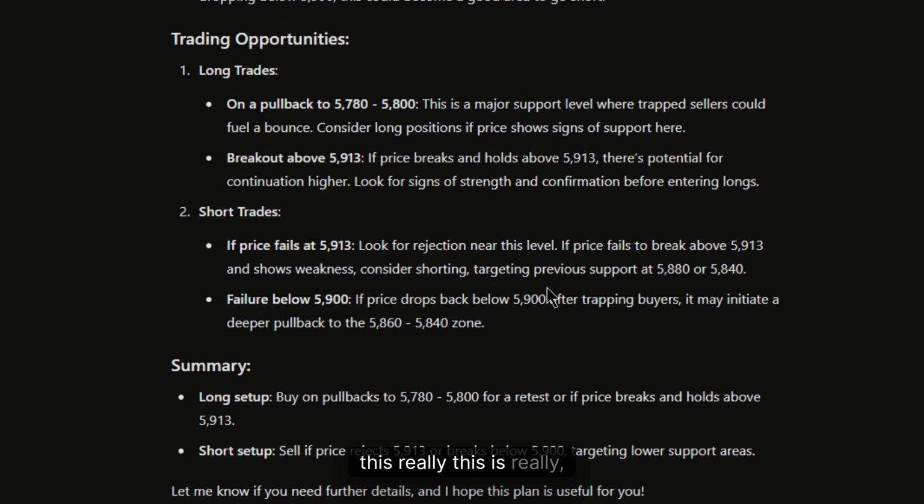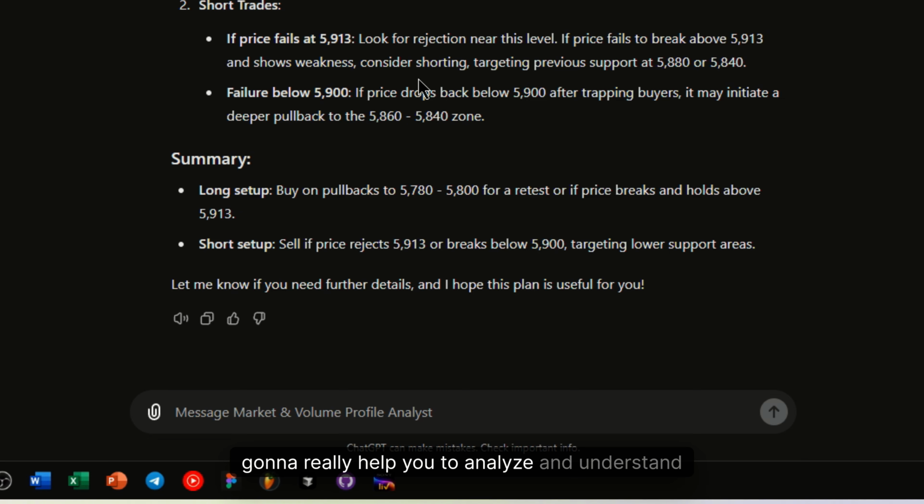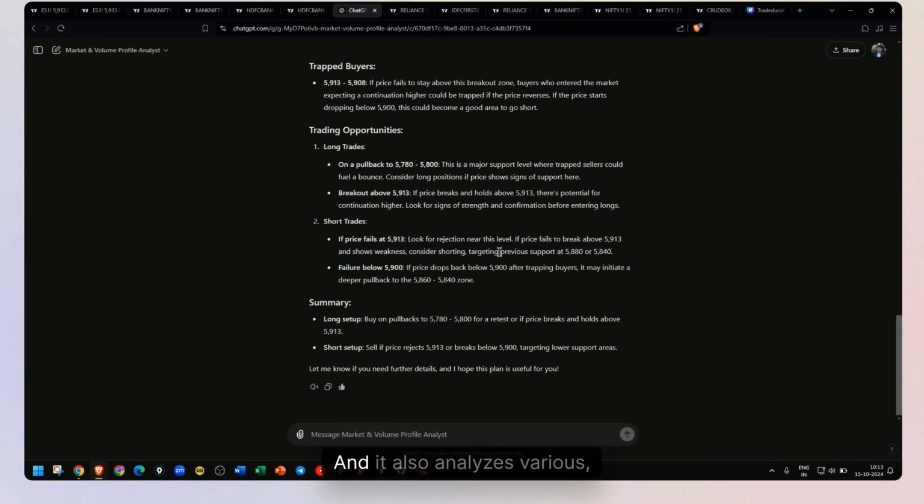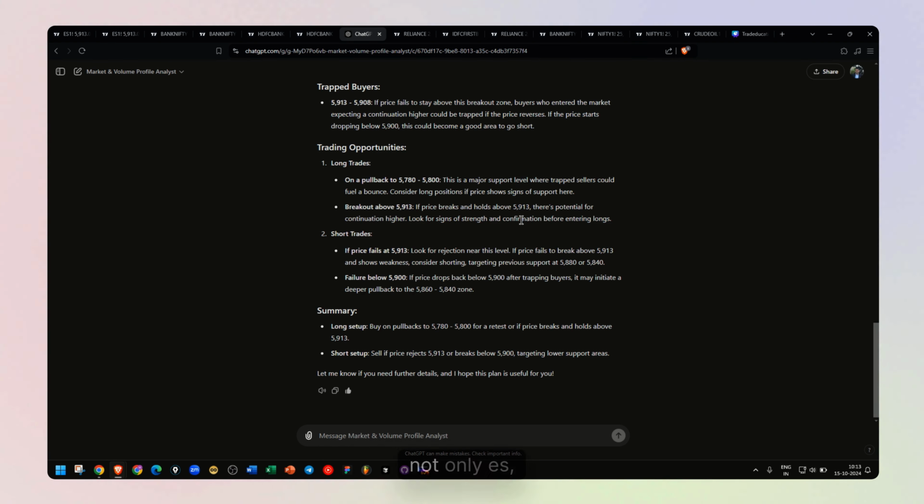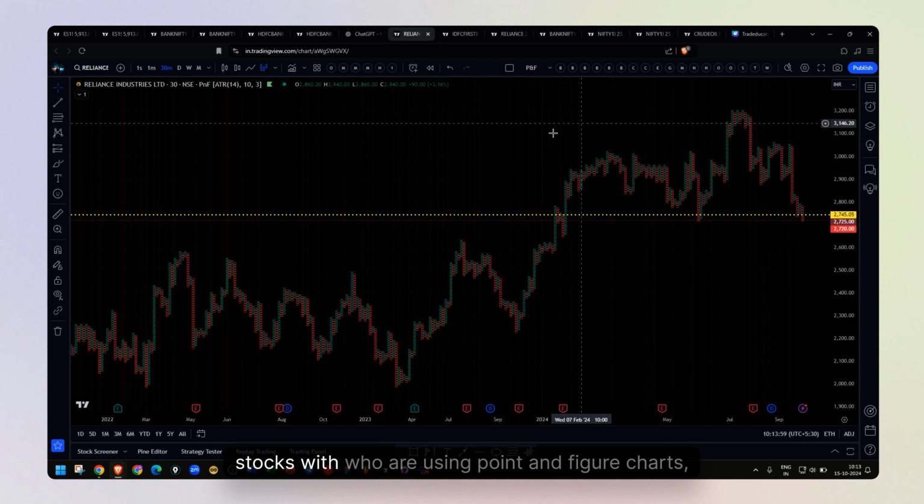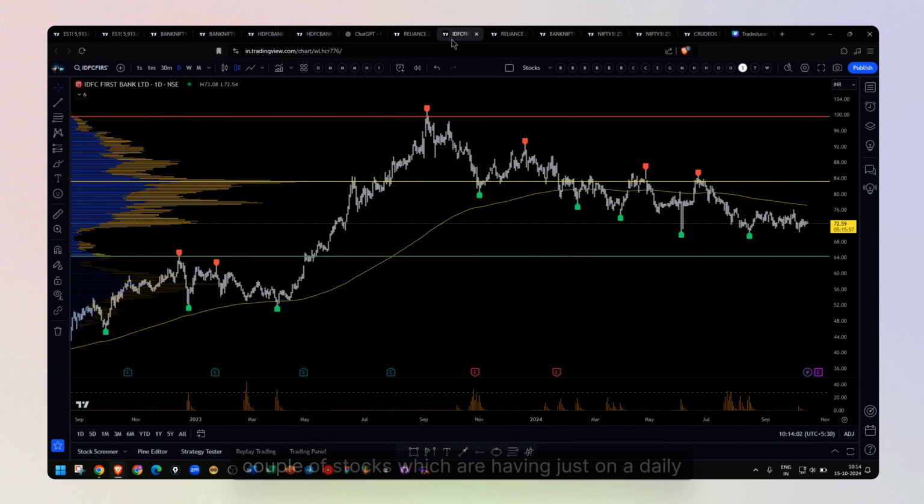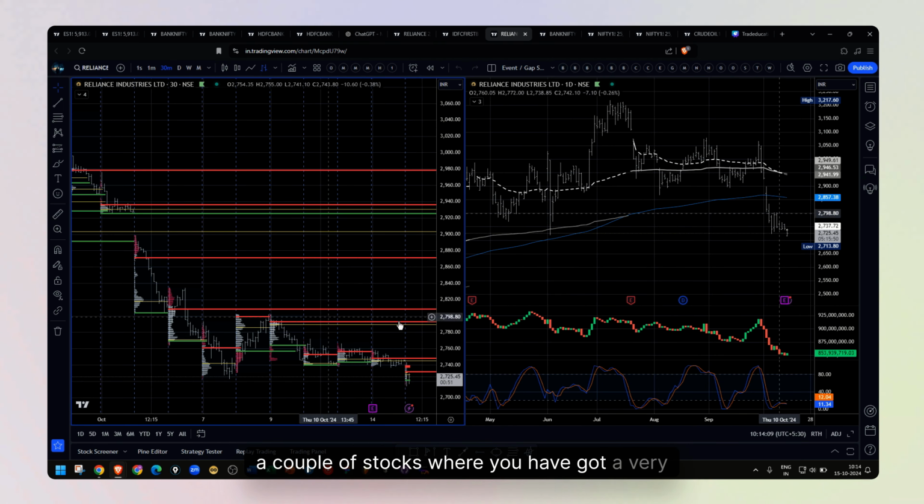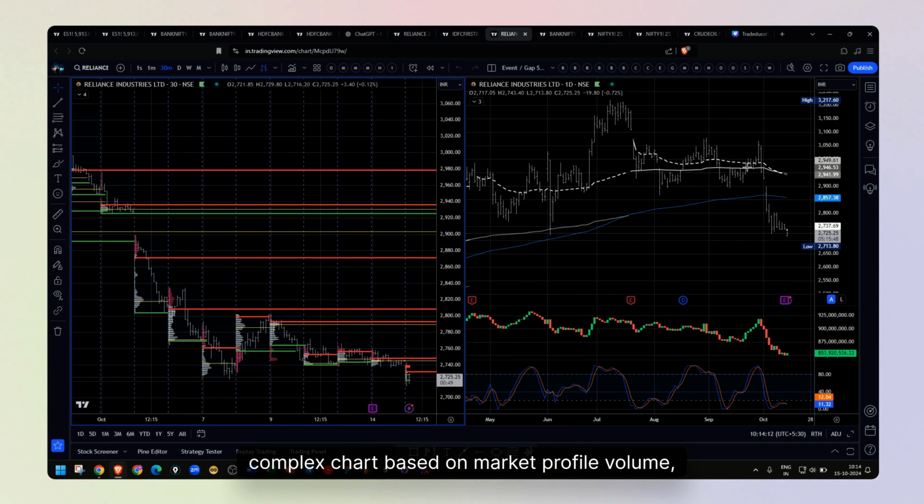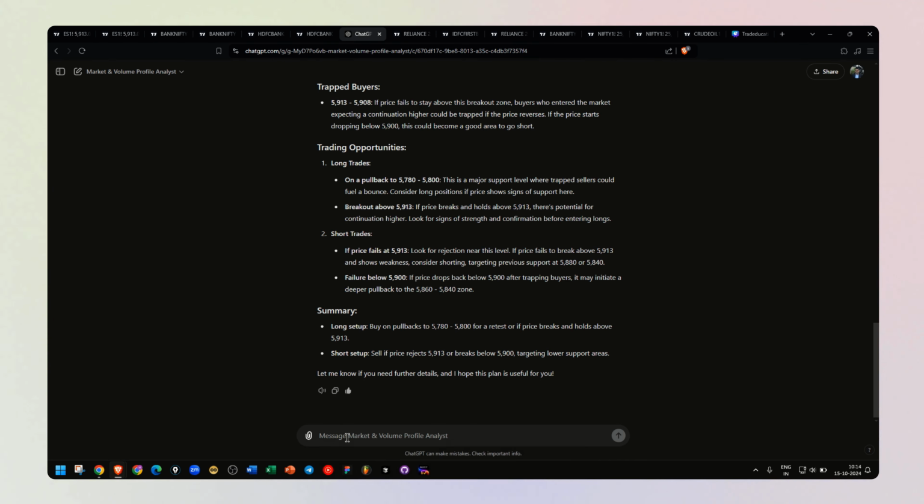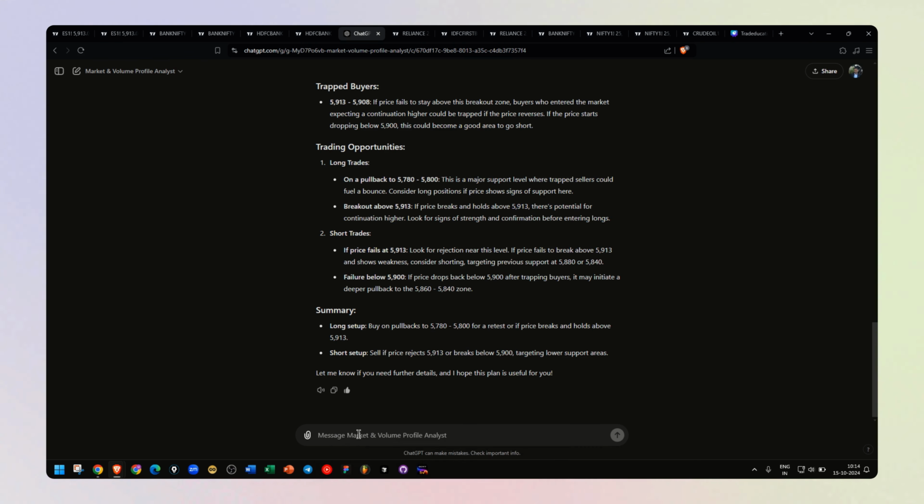So yeah, this is really going to help you analyze and understand markets. And it analyzes not only ES, but also a couple of stocks using point and figure charts, a couple of stocks on just a daily chart, and a couple of stocks where you have a very complex chart based on market profile, volume profile, and delta. Based on the chart setup you have, you just have to take a screenshot, paste it in the tool, and ask it: this is what I need to understand, help me identify the levels.